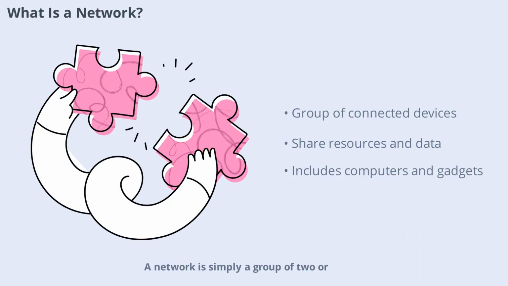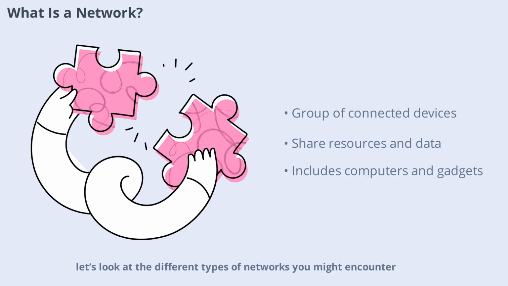A network is simply a group of two or more devices connected together to share resources and information. These devices can include computers, smartphones, printers, and even smart home gadgets. Networks can be as small as a home Wi-Fi setup or as large as the internet itself. The main goal is to enable communication and data sharing between devices. Understanding this basic concept is the first step in grasping how our digital world operates.